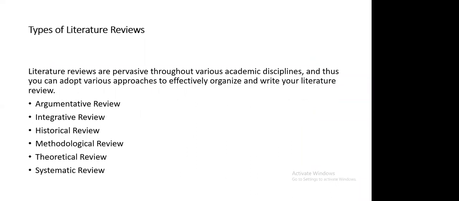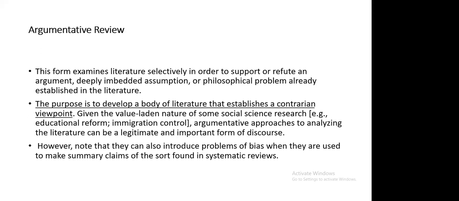Types of literature review. In general, we can see in this field about six different types of literature review: argumentative review, integrative review, historical review, methodological review, theoretical review, and systematic review. I will run just briefly through all of these six.